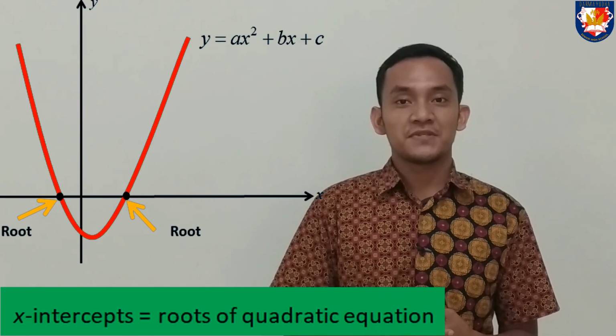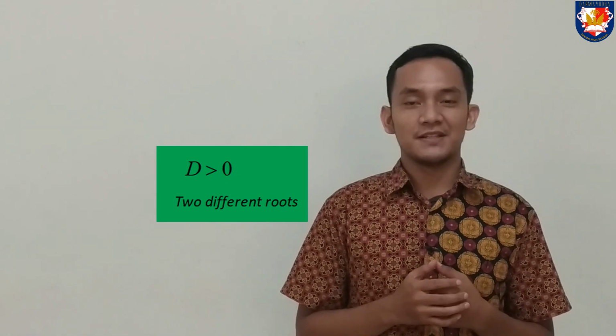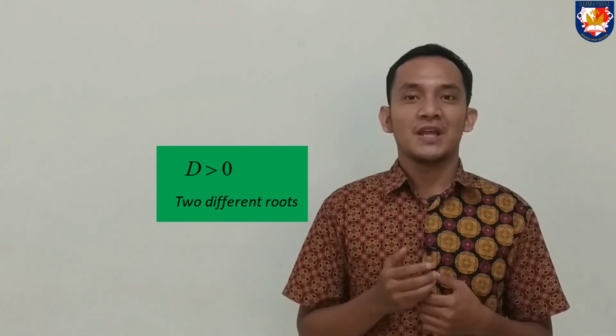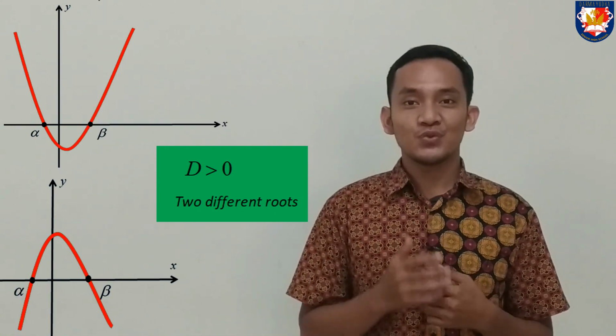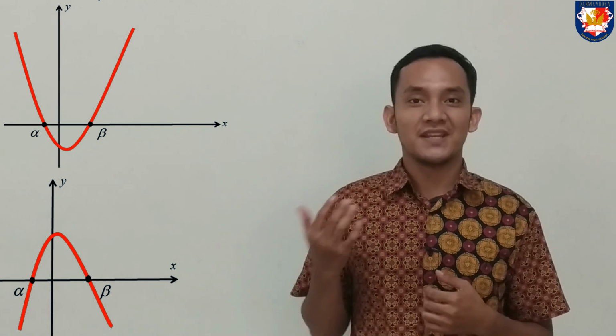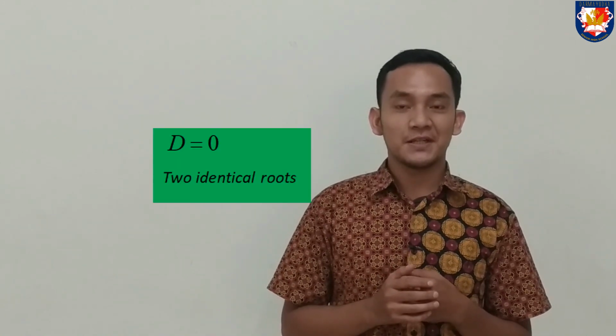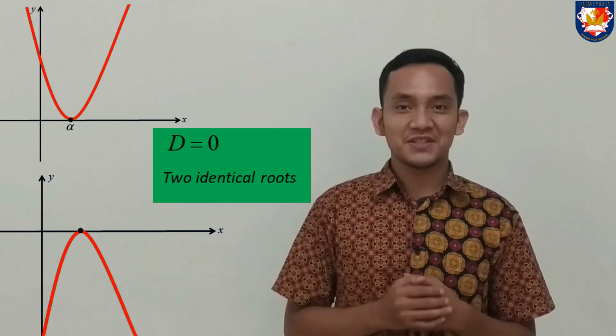The x-intercepts in the quadratic graphs are the roots of the quadratic equation. If the discriminant is larger than 0, in the quadratic equation we will have two real roots. So in this graph we have two x-intercepts, both for open upwards or open downwards. If the discriminant equals 0, in the quadratic equation we will have two equal roots or two identical roots. In this graph we have only one x-intercept.